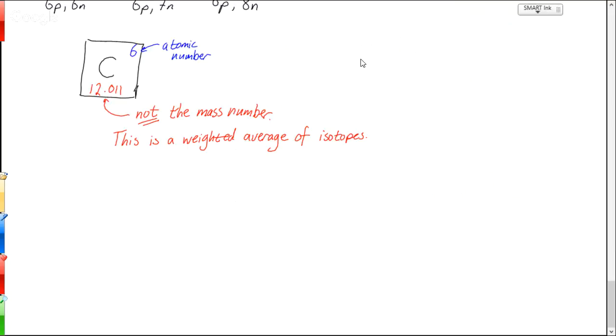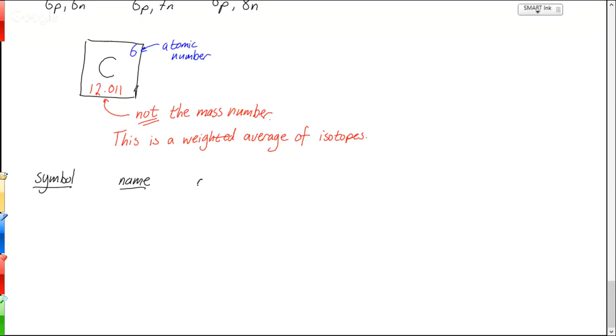All right. So let's try one. I'm going to write a table. I'm going to leave some blanks here in my table, and I want you to fill it in. If you have a periodic table, go ahead and pull it up. If not, you might be able to figure it out.